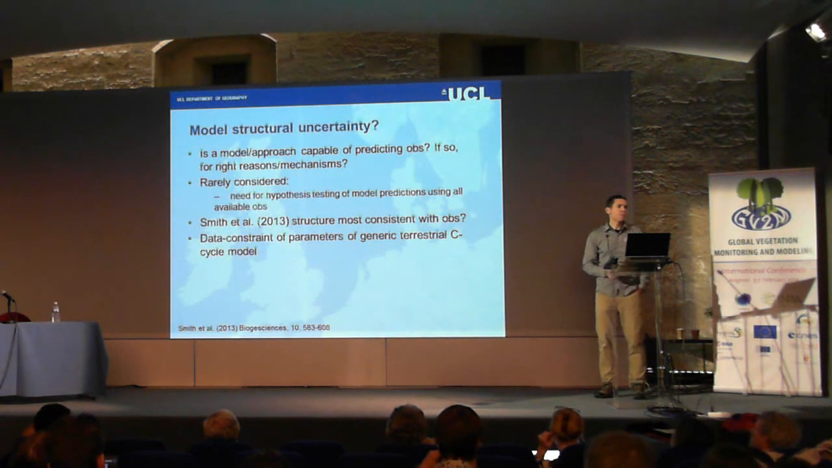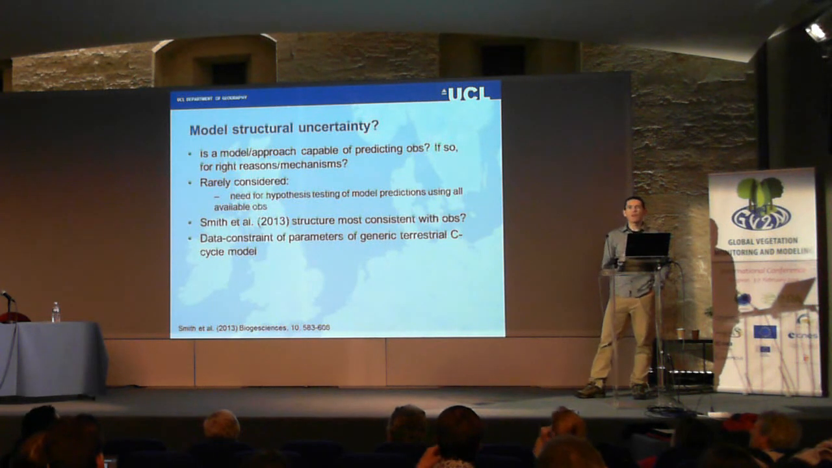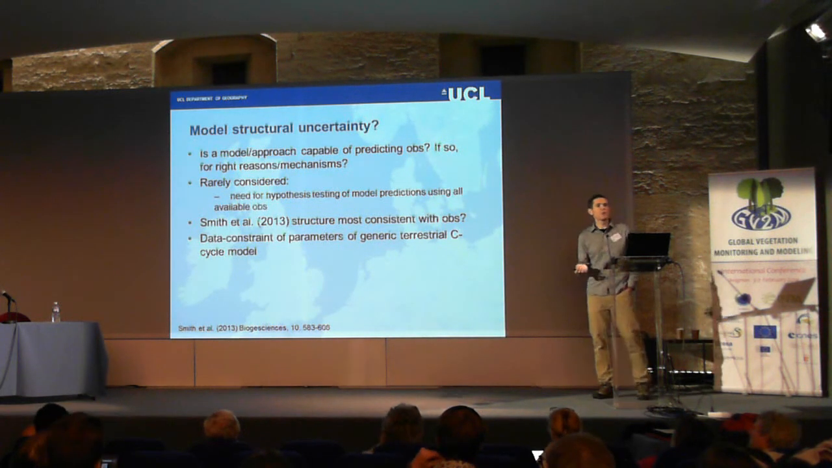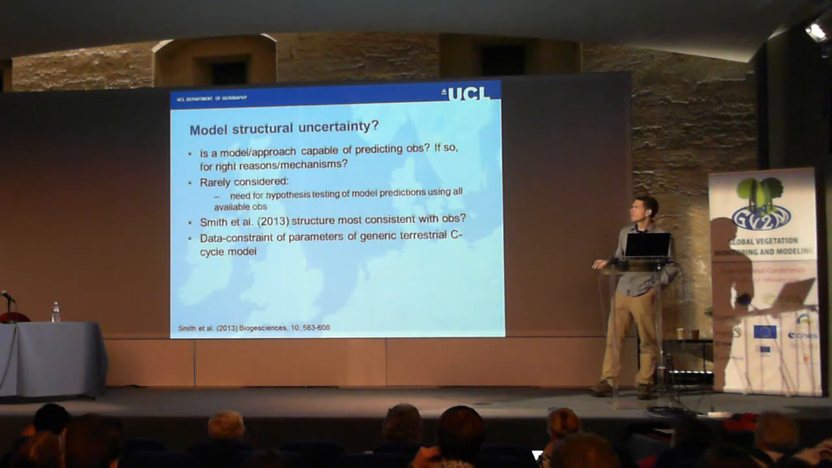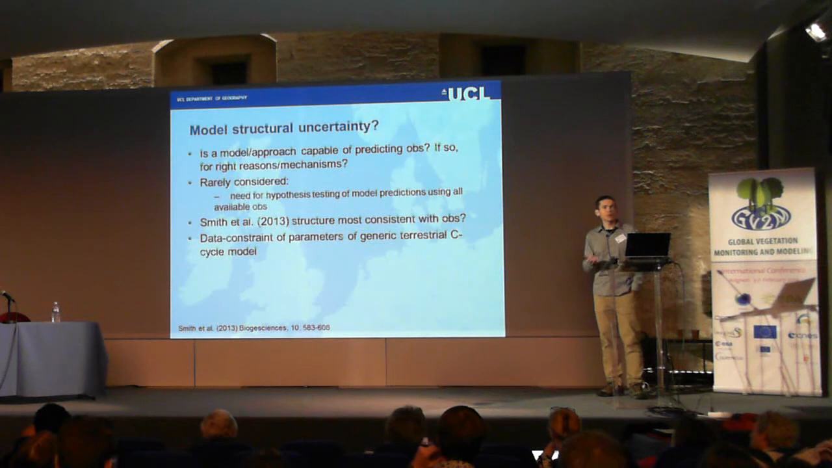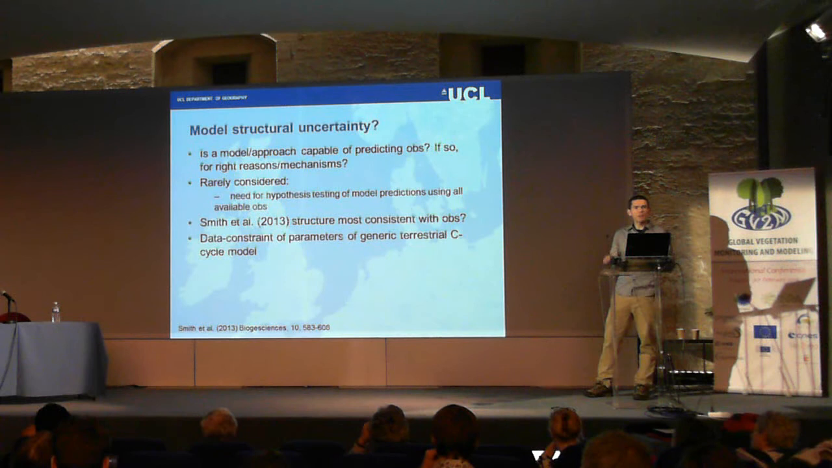One of the things that I think we've been struggling with, and I can see from some of the other work that's been going on, is this issue of model structural uncertainty. Is a given model, or a particular modelling approach, capable of predicting the observations? And if it's not, then why are we using that? What's the problem? Is it a problem in the model? Is it a problem in the observations? Identifying this issue of model structural uncertainty is really important. I would say it's rarely considered.